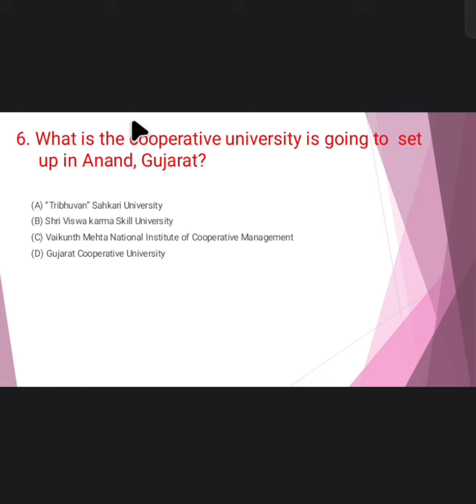Where is the first cooperative university going to be set up in Anand city of Gujarat? What is the name of this first cooperative university that they are asking in this question? Options were: Option A, Tribhuvan Sahakari University. Option B, Sri Vishwakarma Skill University. Option C, Vaikuntha Mehta National Institute of Cooperative Management. Option D, Gujarat Cooperative University.